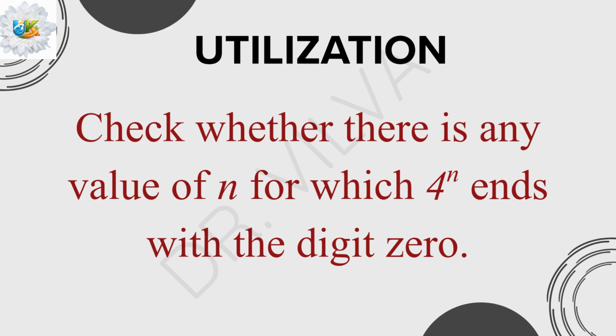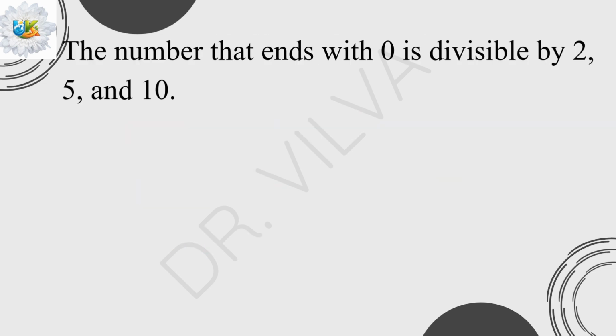Let us check whether there exists a value for n such that 4 raised to n ends with the digit 0. For a number to end in 0, its prime factorization must include both 2 and 5.